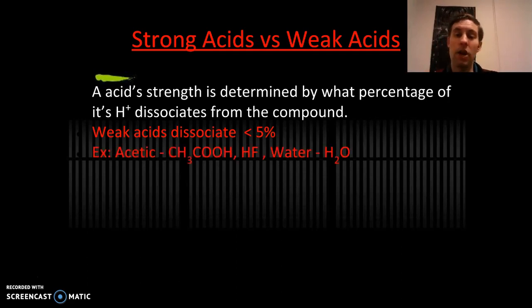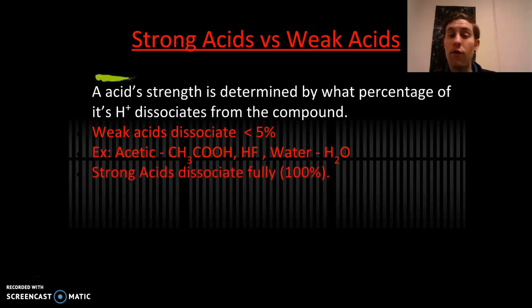So acetic acid, hydrofluoric acid, water, they mostly stay together as one compound. Most of those H's in H2O stay as H2O. Most of the HFs stay connected.